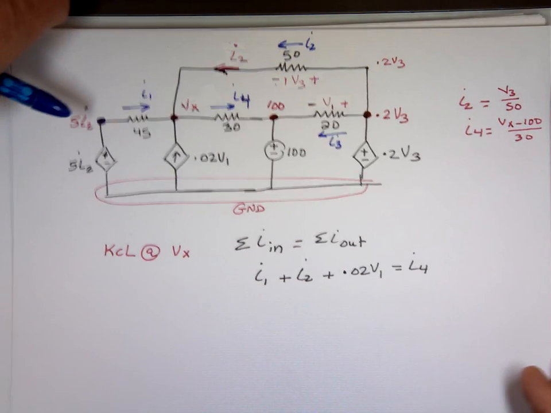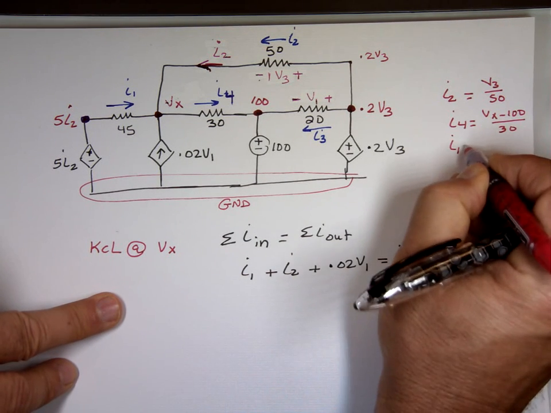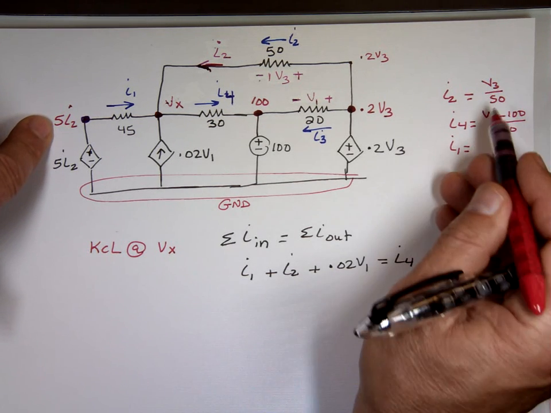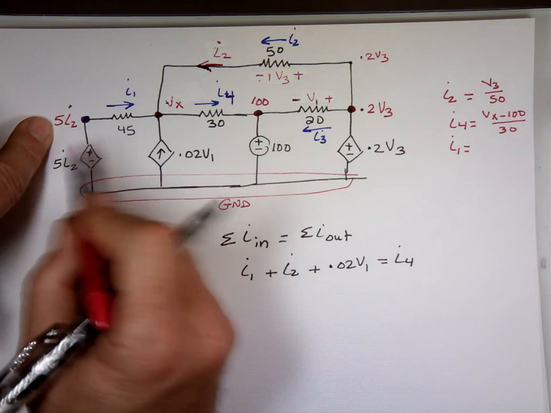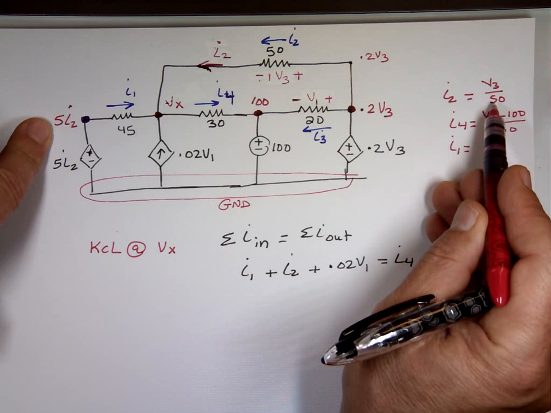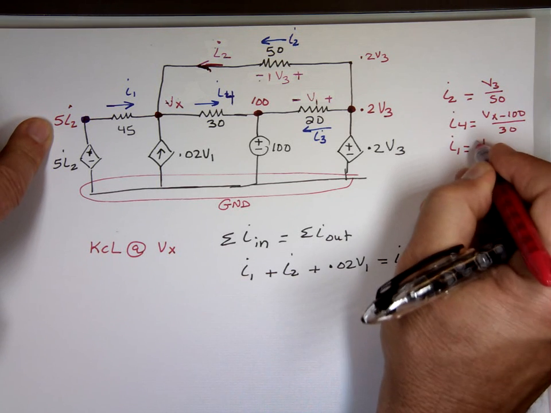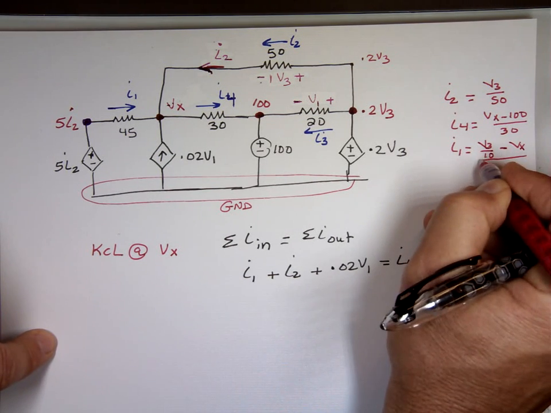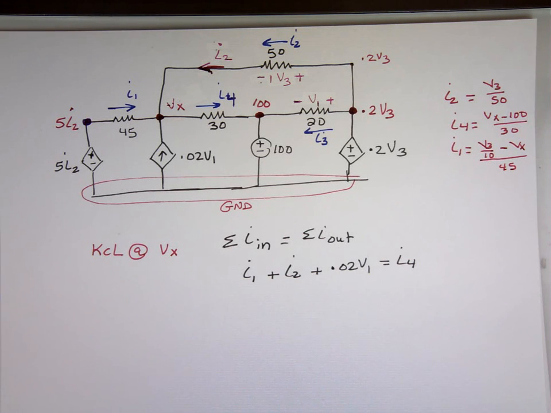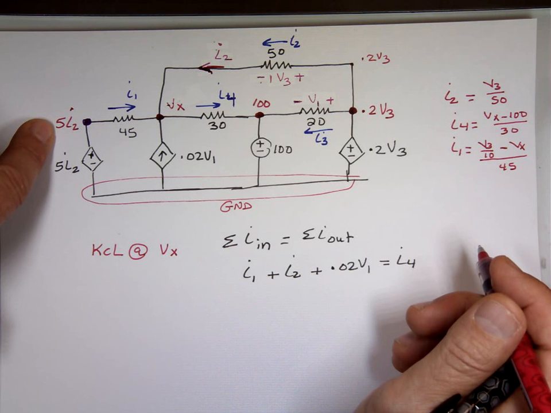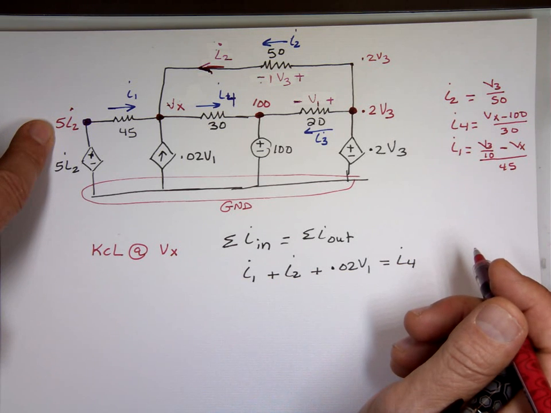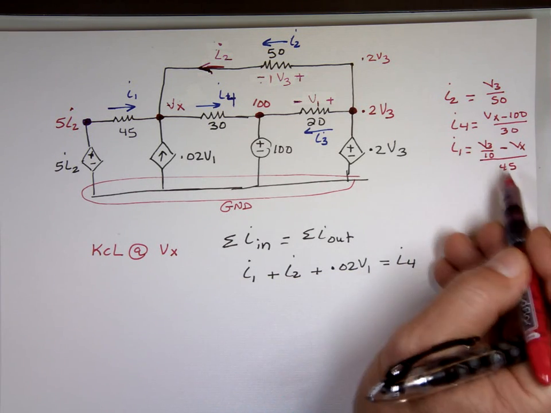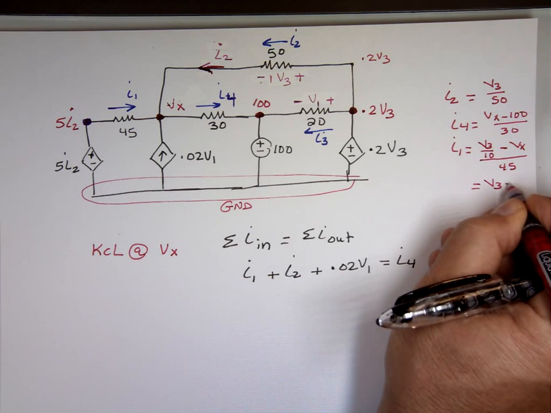Good. What is I sub 1? 5 I2. Well, wait a minute. What's I sub 2 equal to? So 5 times that number, which is V3 over 10 minus this voltage, Vx, over 45. Wait, how's that V3 over 10 again? Because I2 we solved as V3 over 50. Oh, okay. 5 times that. Yeah, okay. So this fraction, if you multiply by 10, what do you have? V3 minus 10 Vx over 450.